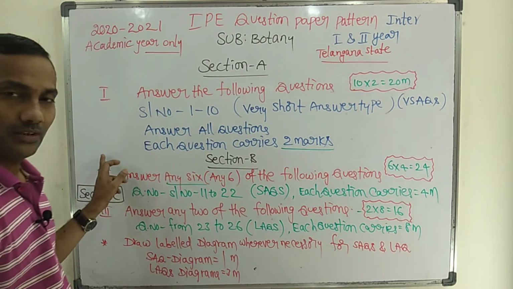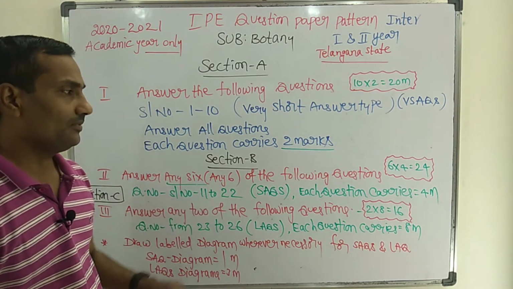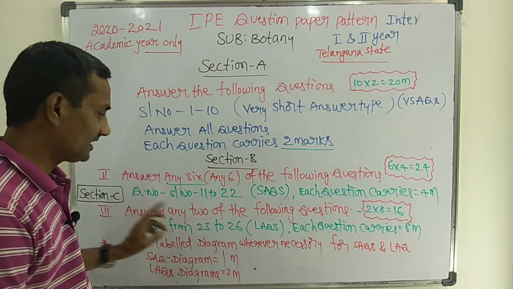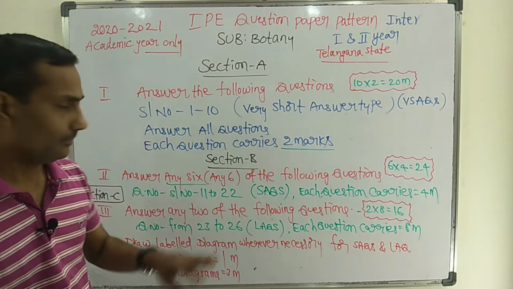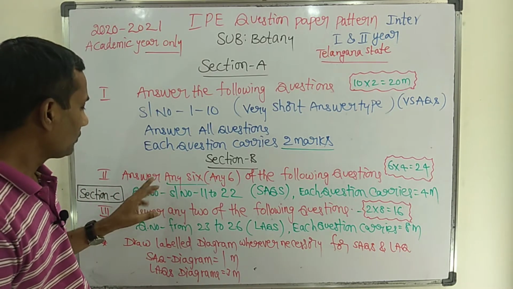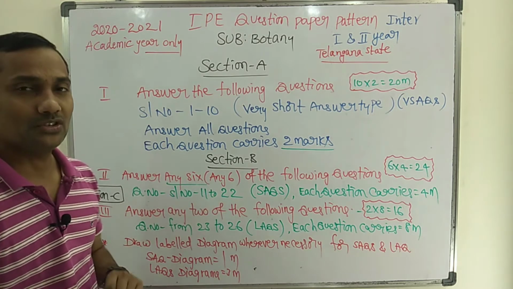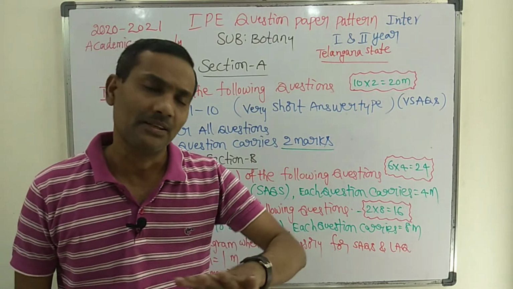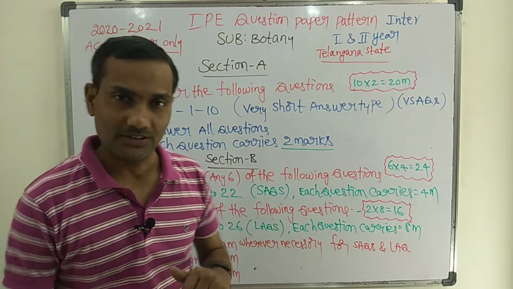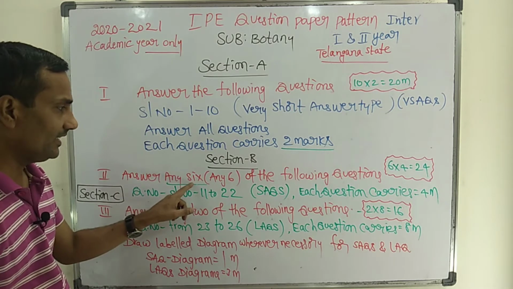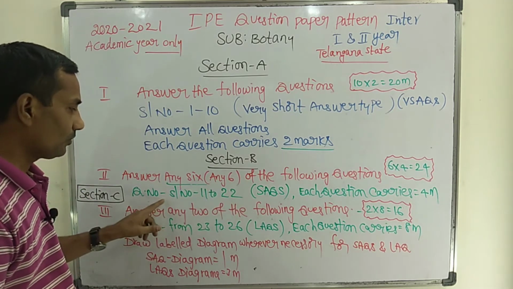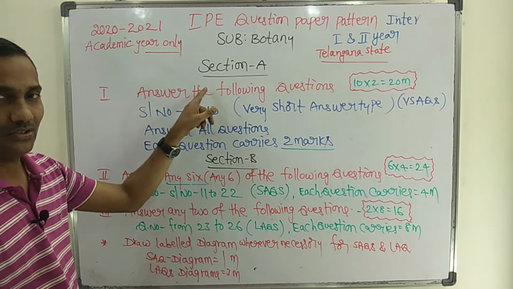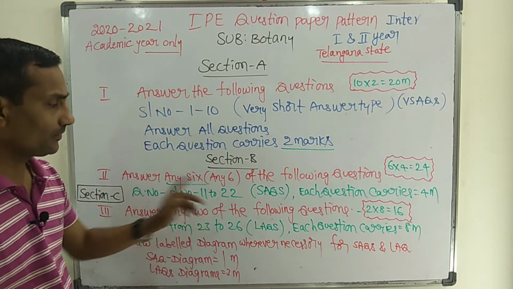Section B: answer any 6 of the following questions. For section B and section C, there will be a choice. In the second section, a total of 12 questions will be there, and out of 12 you have to write any 6. Serial numbers 11 to 22; the first section was 1 to 10, the second section is 11 to 22.